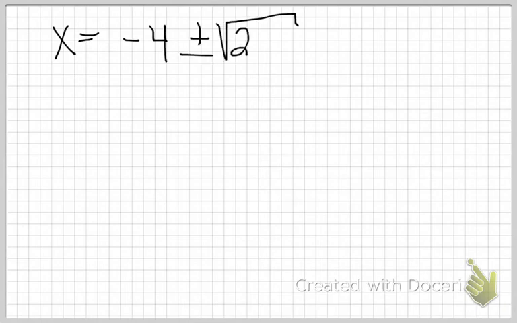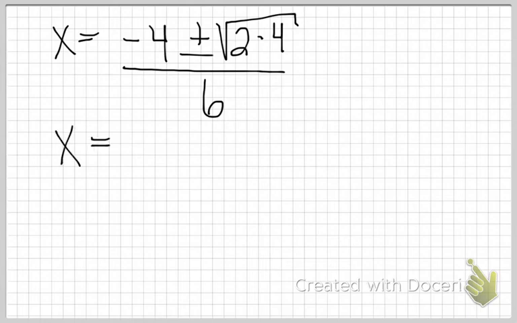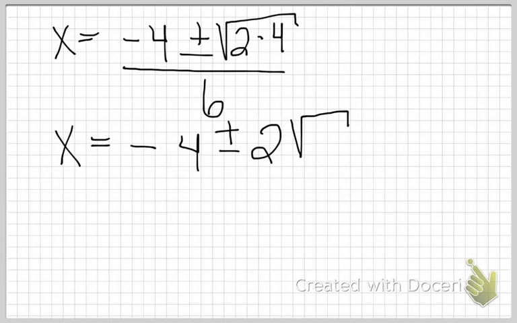And I have x equals negative 4 plus or minus the square root of 2 times 4, since it still equals 8, all over 6. I can take the square root of 4, so I rewrite the square root of 4 as 2. x equals negative 4 plus or minus this 2, and then whatever was left over, which is the square root of 2 here, 2 square root 2, over 6.